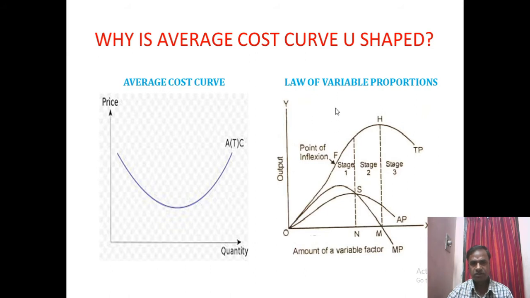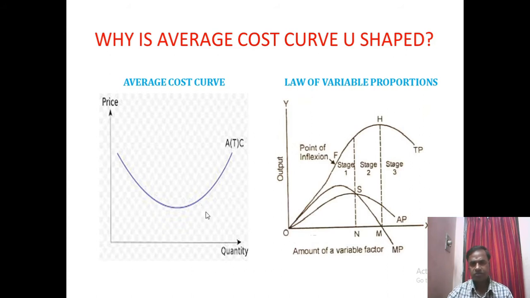This is the average cost curve. This is the law of variable proportions. This is the TP, total product or total physical product, same. You see here, the total product increases at an increasing rate up to this point, F, the point of inflection. Then afterwards, the total product increases at a decreasing rate. At H, the total product will be maximum. Lastly, the total product diminishes.